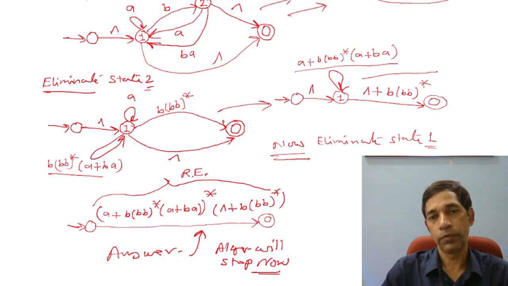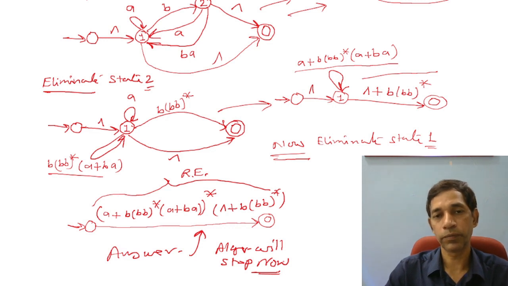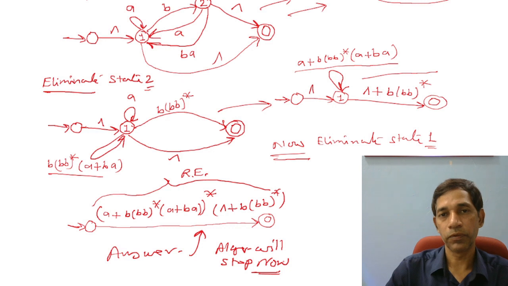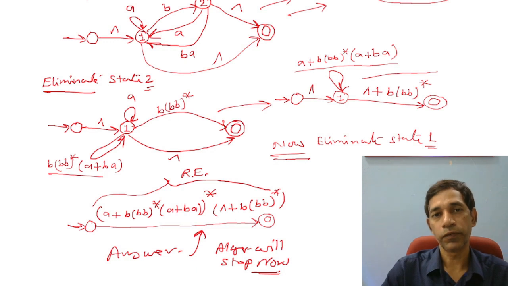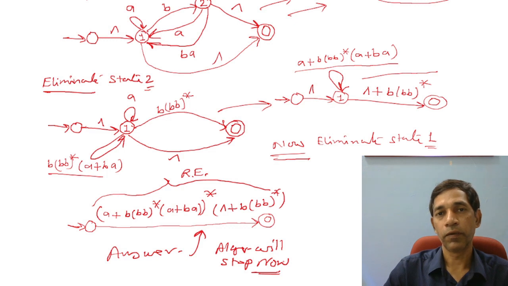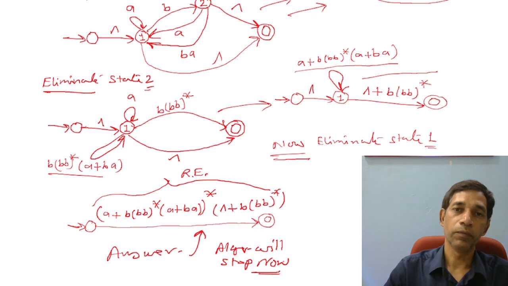So if you are given some machine and you want to obtain the regular expression, then you can follow the steps of the algorithm, and by following the steps of your algorithm step by step, you are building the regular expression. And once you have only two states left, one is the initial state and the other is the final state, and you have only one direct edge from initial state to the final state, whatever is the label of that edge, that is the regular expression which defines the same language accepted by the given machine.